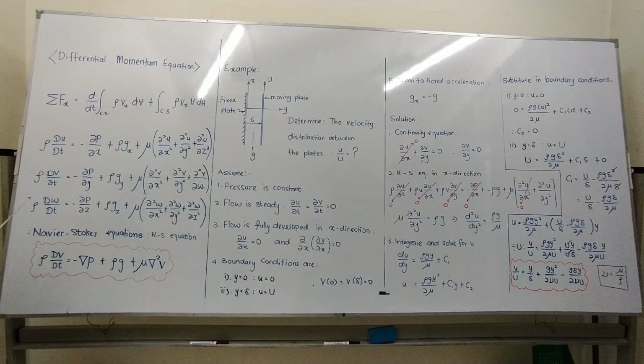Okay, now we see one more differential form in momentum equation. In this formula we consider the x direction. So total force in x direction equals d over dt, integration over the control volume CV, of rho, the density, times v, velocity in x direction, dV, where V is volume, plus the integration over the control surface of rho times vx, the x direction velocity, times v dA, area.